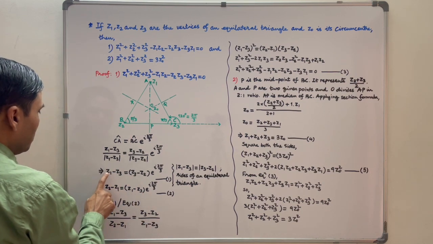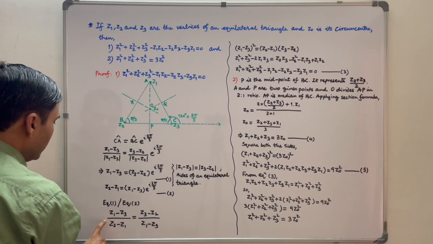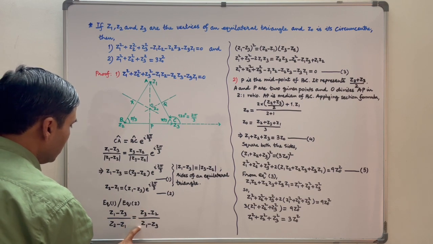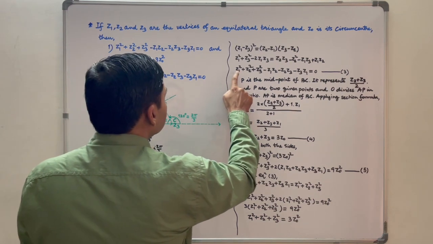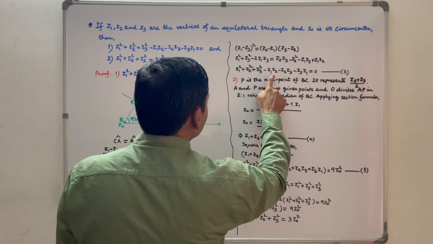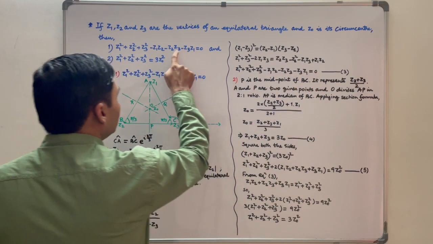Divide equation 1 by equation 2. So we will get (Z1 minus Z3) upon (Z2 minus Z1) is equal to (Z3 minus Z2) upon (Z1 minus Z3). On simplification, we will get Z1 square plus Z2 square plus Z3 square minus Z1 Z2 minus Z2 Z3 minus Z3 Z1 is equal to 0.